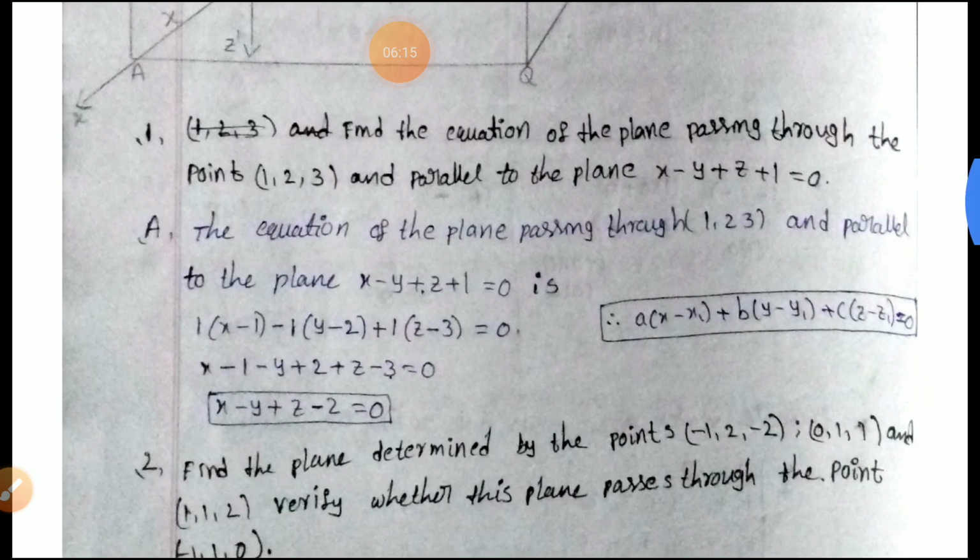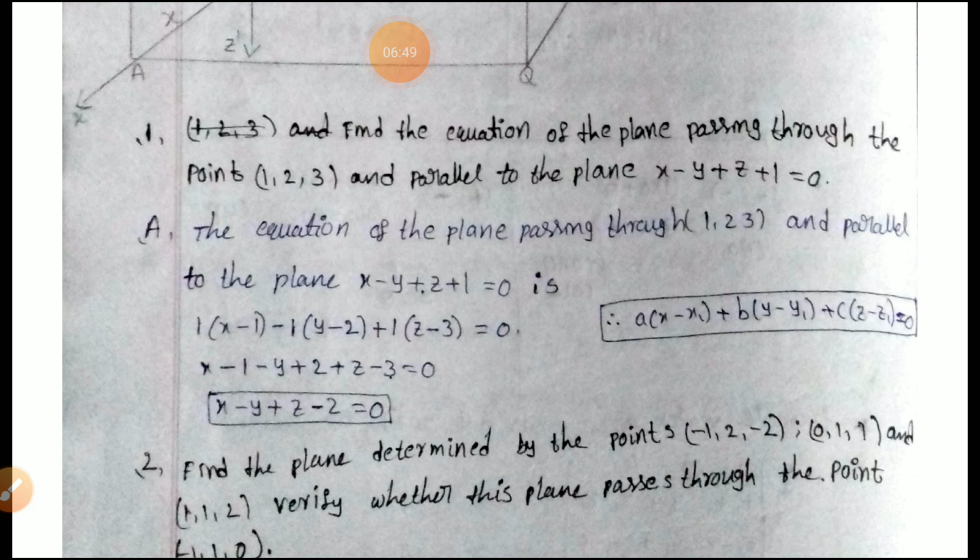Now let us do some problems. Find the equation of the plane through the point (1, 2, 3) and parallel to the plane x - y + z + 1 = 0. What is given here? We have to find the equation of the plane. The plane is passing through the point (1, 2, 3). Any plane passing through (1, 2, 3) is given by a(x - 1) + b(y - 2) + c(z - 3) = 0.